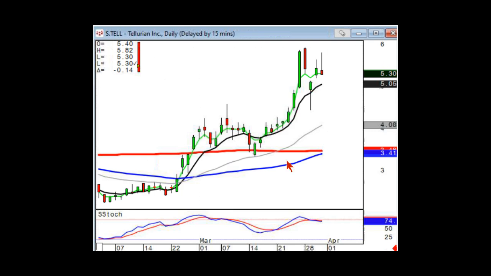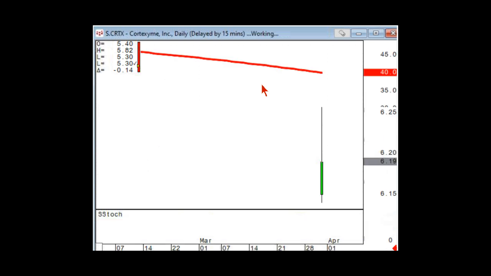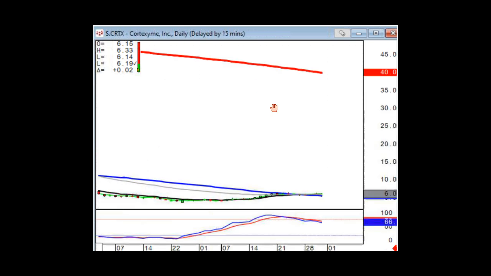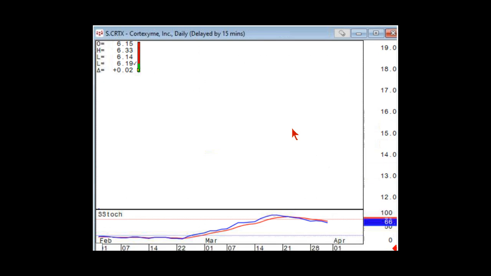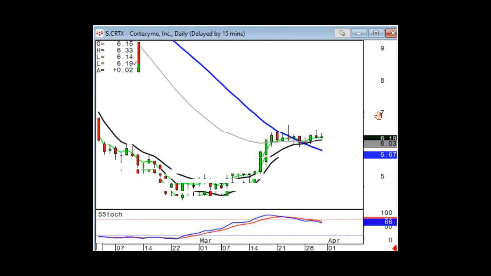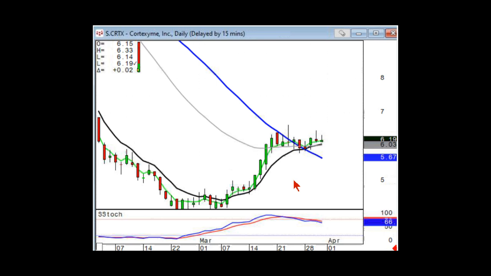So there's your J-hook patterns. That's on tell. Now some of these may have sold off by the end of the day. There's your J-hook pattern setting up.